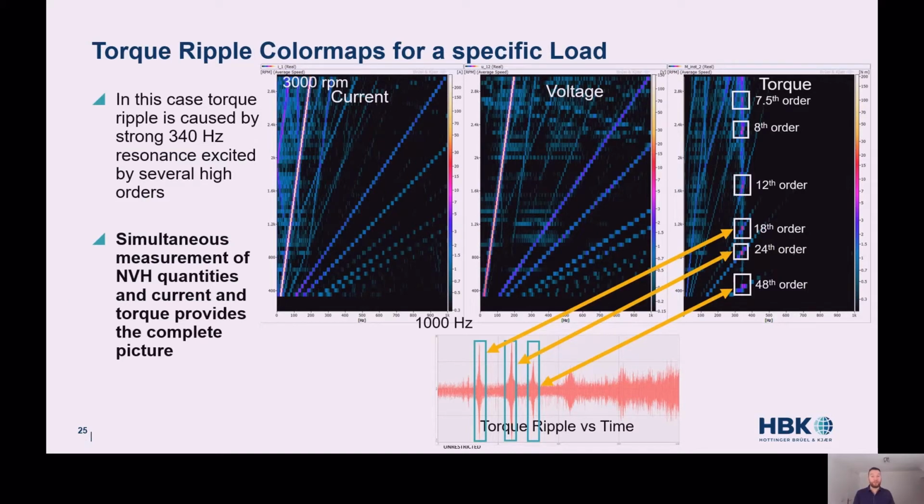Here we see an example of torque ripple during a machine run-up, where a resonance is excited by a few higher orders. We can nicely correlate between the time and frequency domain, helping us to pinpoint the cause.